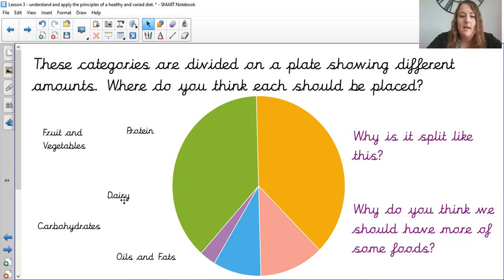So do you think we need this much dairy? That's maybe what Emmet thought when he was planning. Do you think that we only need a teeny tiny amount of protein? Where do you think they should go? Again, I'll pause it here for you to have a think. And while you do have a think, just think, why is it split like that? Why is it split like this into these amounts? And why should we have some more foods in one than a different group?